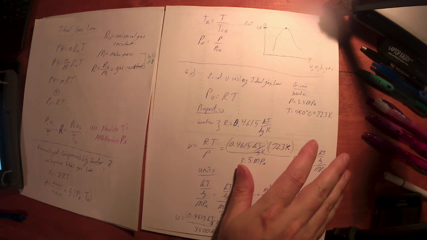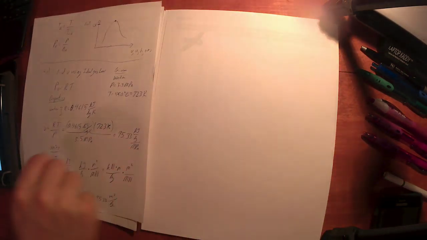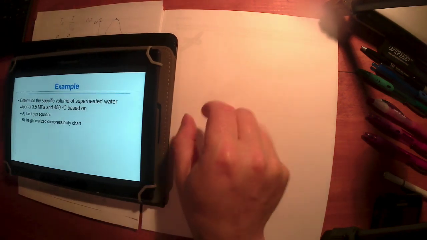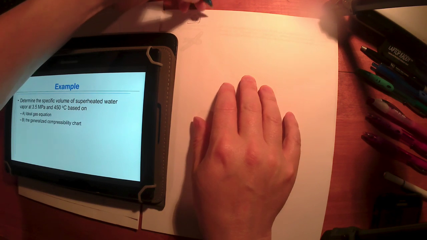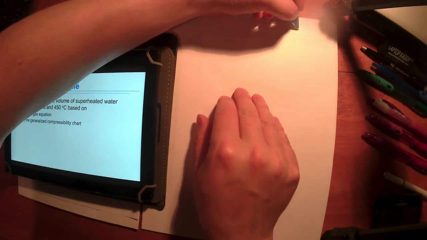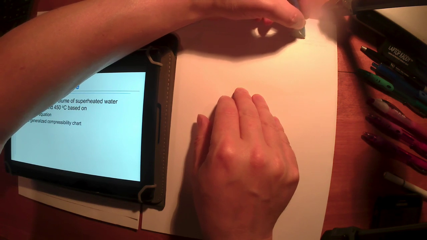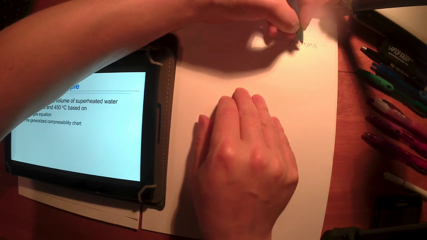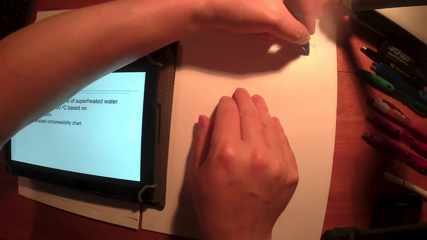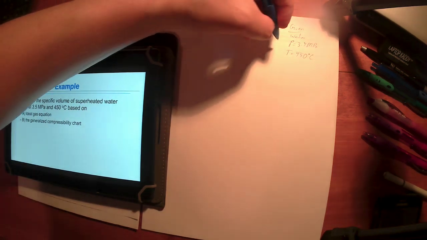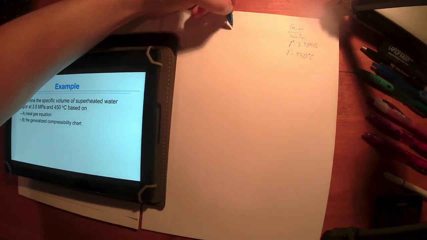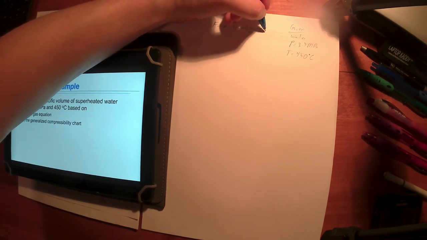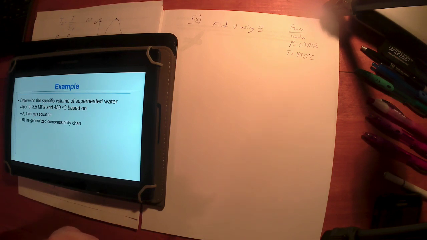Okay. So if we do this again using the generalized compressibility chart, the Z value, if you will, right? So again, same problem. Example, the given information doesn't change. We still have water. I've got a pressure of 3.5 megapascals. I've got a temperature of 450 degrees C, and they want me to find the specific volume value using Z, using the generalized compressibility factor.